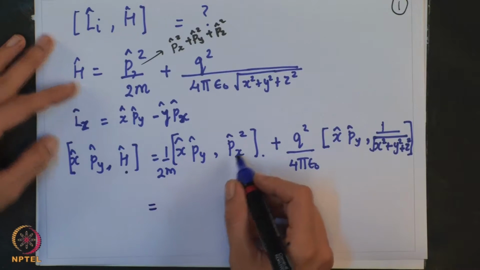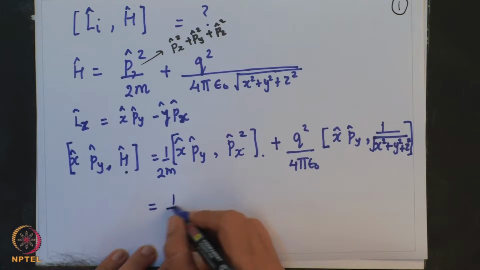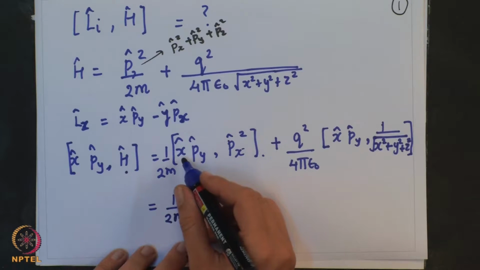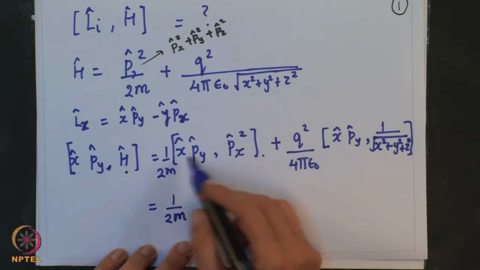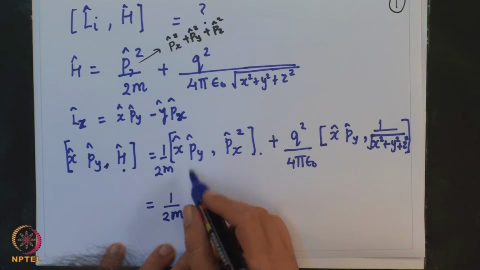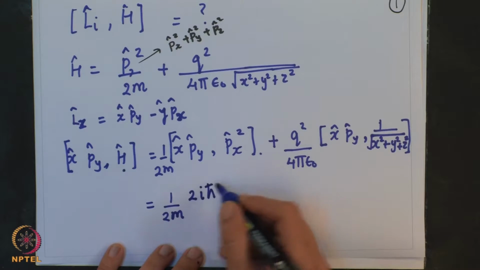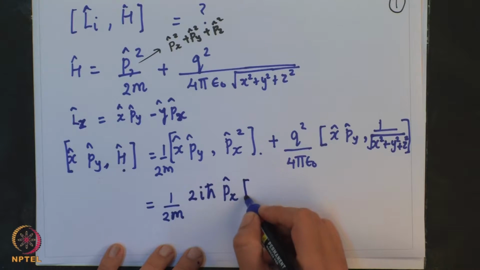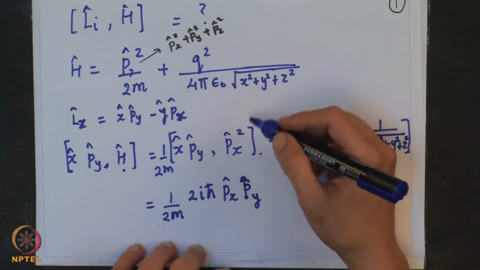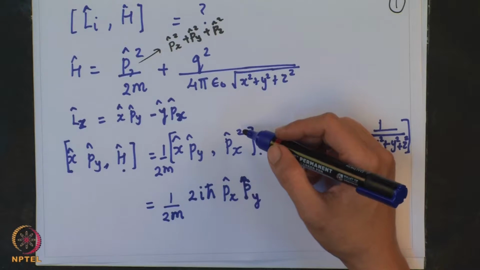Then this, we can recollect, was equal to 1 by 2m. Remember this, and x cap and p x square commute. So, we will have the commutation of x and p x square, that is 2 i h cross p x cap, and you have a p y. So, the first term is very simple to evaluate. You have a commutator of x and p, position and momentum, which we very well know now.